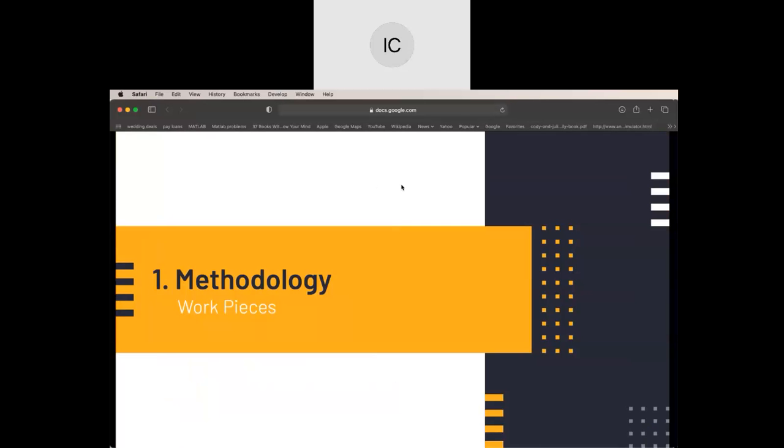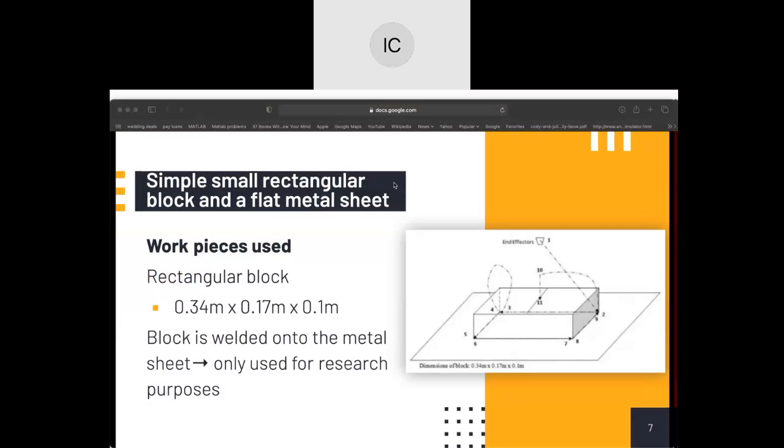We're now going to go into the methodology and the analysis research and how forward kinematics and inverse kinematics are used to examine a simple welding process using a robotic arm. So in this research, we use a welding process workpiece used for the research. It's welded onto a flat metal sheet, and the rectangular block has these dimensions of 0.34 meters by 0.17 meters by 0.1 meters, which is going to be really important in our matrices that we're going to do later on.